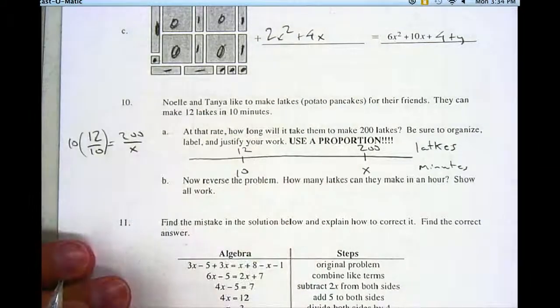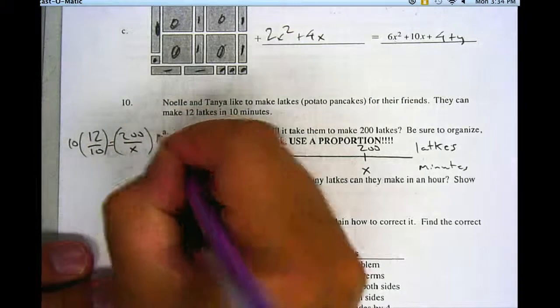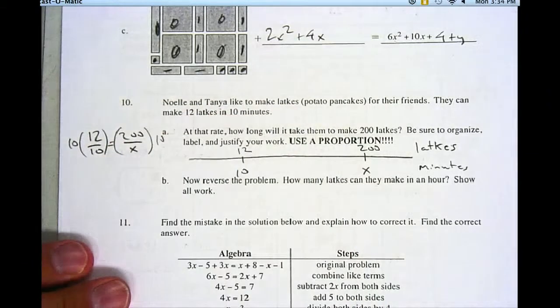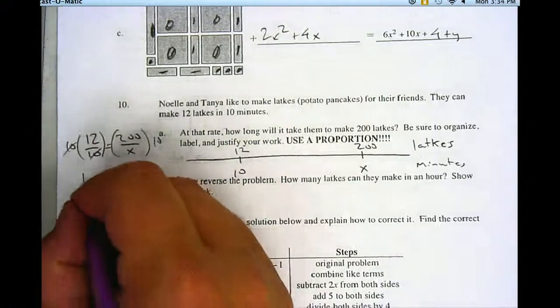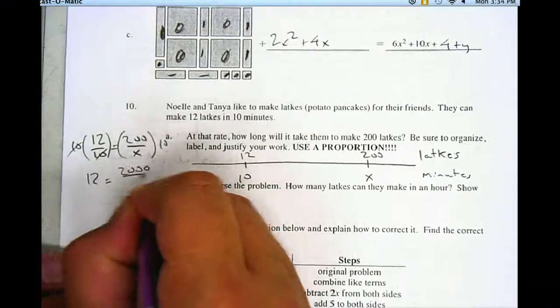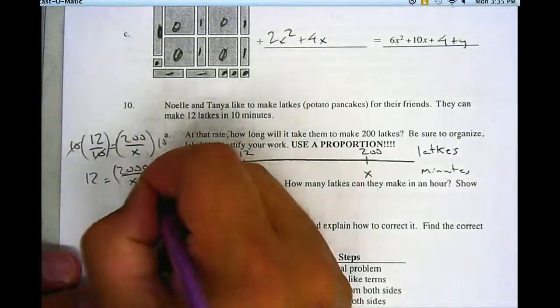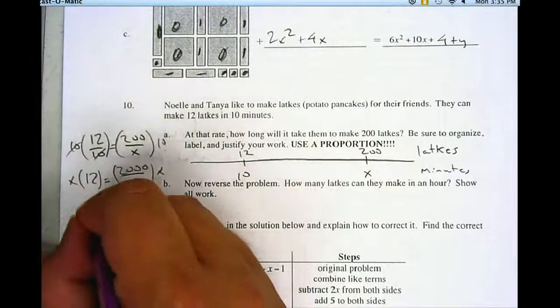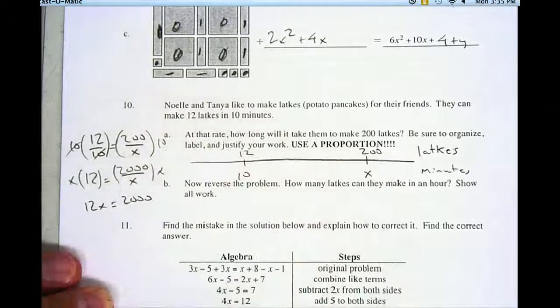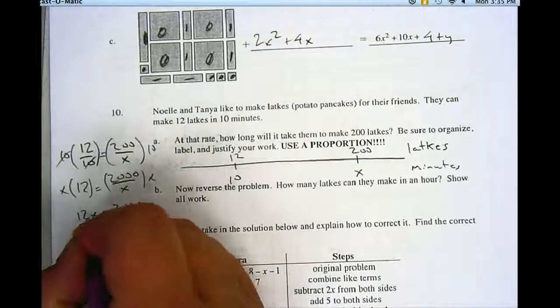So I'm going to multiply by that denominator, which is 10. But if I multiply this side of the equation by 10, in order to keep it balanced, I have to multiply that side of the equation by 10 also. Well, the 10 and the 10 cancel each other out, so I end up with 12 is equal to 10 times 200, that's going to be 2,000 divided by x. Now I got to get rid of this denominator, so I'll multiply both sides by x. And I get 12x is equal to 2,000. And then the last thing I have to do is just divide both sides by 12 to get my answer.